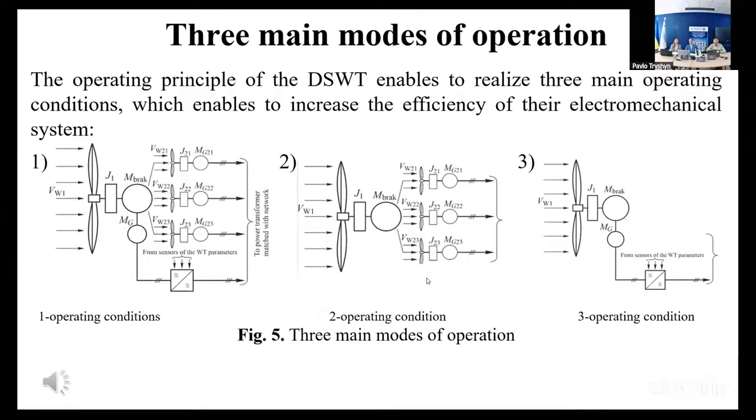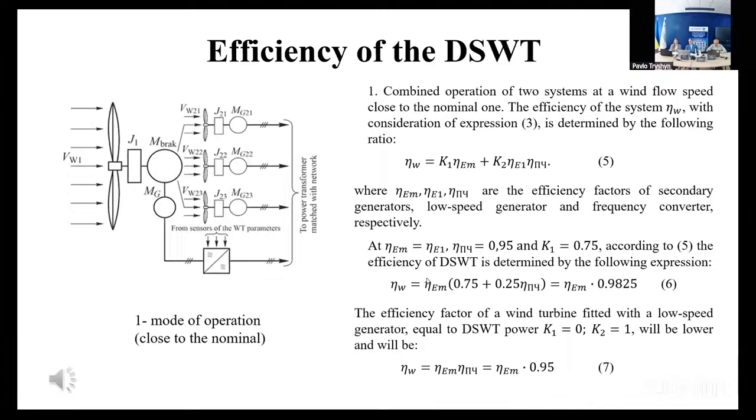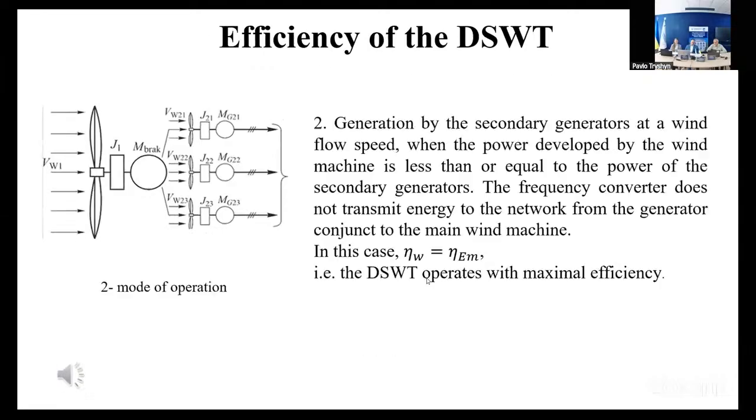On slide 9, you can see three main operating conditions due to the operating principle of the dual system wind turbine, which enables increasing the efficiency of their electromechanical system. On slide 11, you can see the first operating mode. This operating mode is close to nominal. The efficiency of the system is determined by ratio 5. For certain values of efficiency and coefficients K1 and K2, ratio 5 is transformed into expressions 6 and 7. The efficiency is higher for the specified system in this expression.